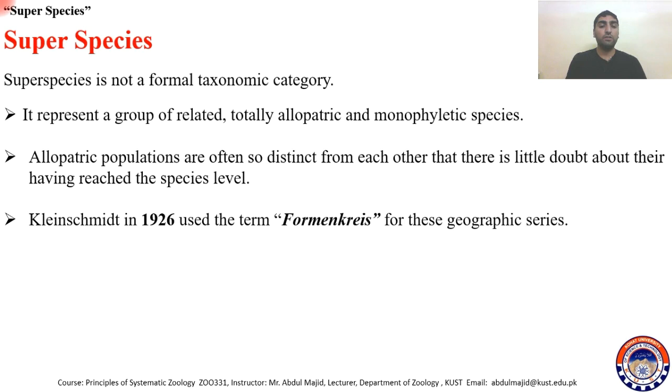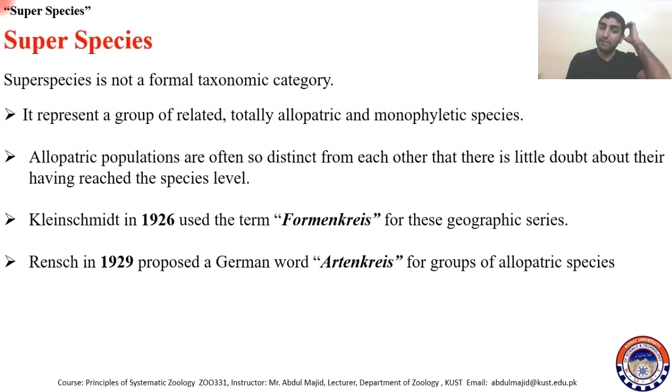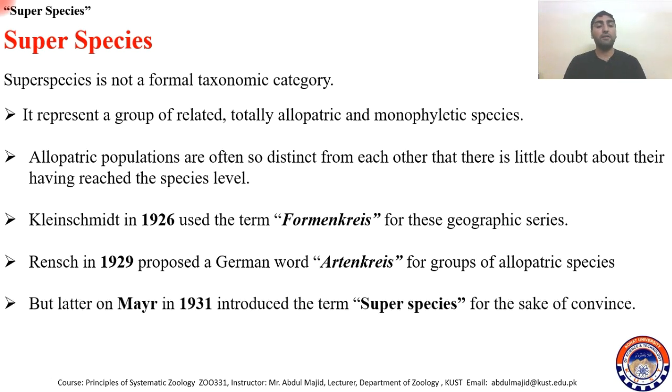So Kleinschmidt in 1926 used the term formenkreis for these geographic series. These are geographic series because such species belong to a monophyletic, single lineage, they are closely related, but they are geographically isolated, distributed into different geographies. Those different geographies make a series, and Kleinschmidt in 1926 named those series formenkreis. Another scientist, Rensch, in 1929 proposed a German word, artenkreis, for these allopatric species. But later on, Mayr in 1931 introduced a formal term known as superspecies for the sake of convenience. So the formenkreis and artenkreis terminologies were then discarded, and superspecies is still in use.